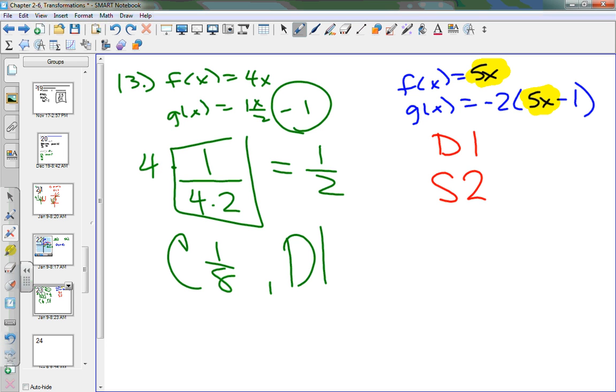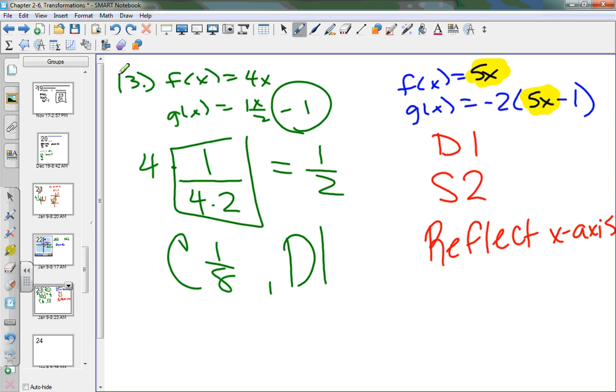What's the negative do? Reflect it over what? Why is it over the x-axis? Because it's not inside the parentheses. Do we understand that, yes or no? Remember, if it's inside the parentheses, it's reflected over the y-axis because x is what changes. But when it's not inside the parentheses with the x, it's outside, that means it's reflecting over the x-axis, changing the y value.